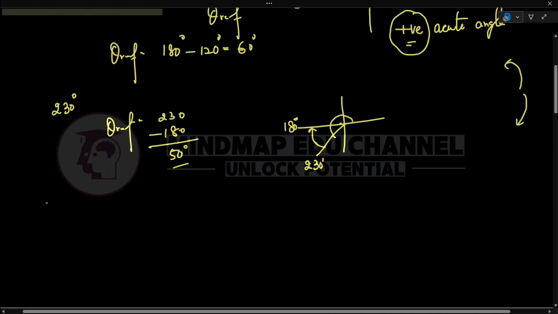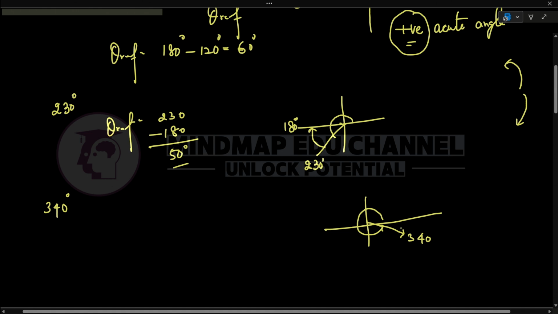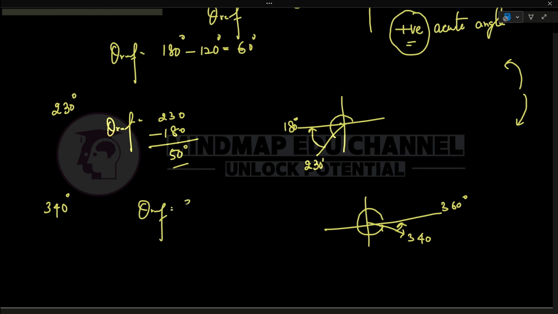Now find out the reference angle for 340 degrees. First, what you will do is check in which quadrant it falls. It falls in the fourth quadrant. And it is near to which x-axis? See, this is the whole x-axis, but it is near towards this side, towards 360. So the reference angle will be 360 degrees minus 340 degrees, and it is 20 degrees.